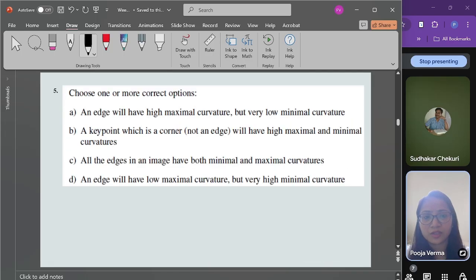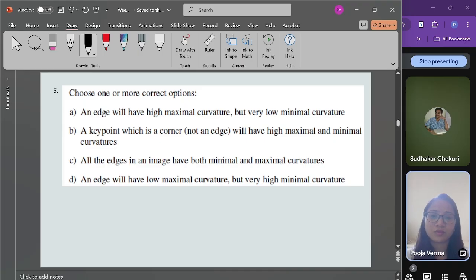So moving to the next question now. Next question is again theoretical. They have asked to choose one or more correct options. Option A: an edge will have high maximal curvature but very low minimal curvature. Option B: a key point which is a corner, not an edge, will have high maximal and minimal curvature. Option C: all the edges in an image have both minimal and maximal curvature. Option D: an edge will have low maximal curvature but very high minimal curvature.